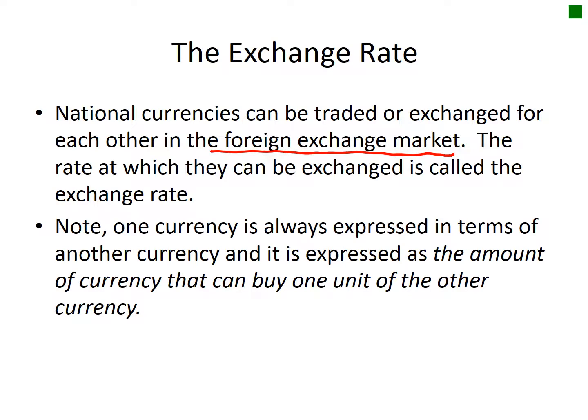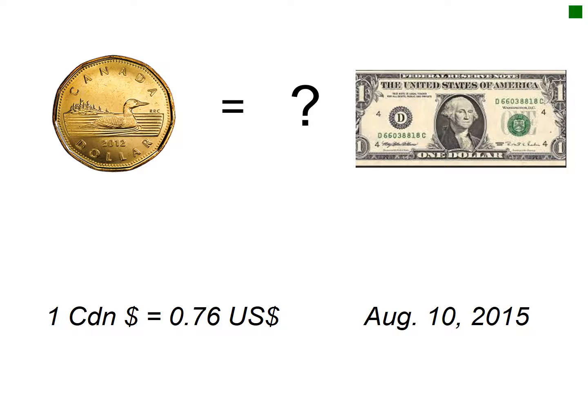And also, one currency is always expressed in terms of another currency. And it's expressed as the amount of currency that can buy 1 unit of the other currency. And you'll see that in the next example. So we're looking at 1 Canadian dollar did equal 76 cents US on August 10th, 2015. So we're looking at the value of 1 unit of the currency. What will that get you?